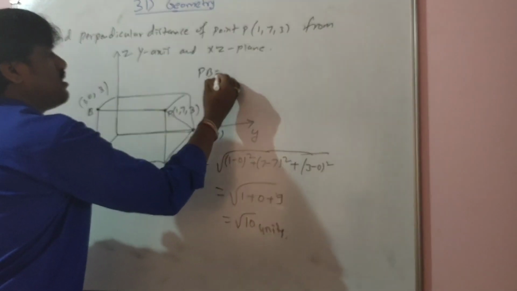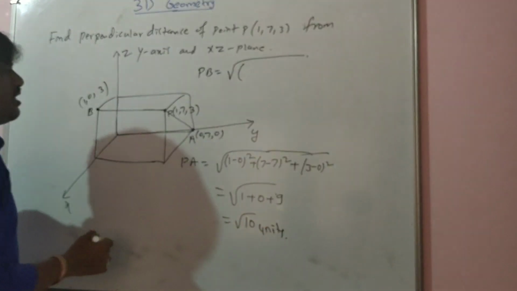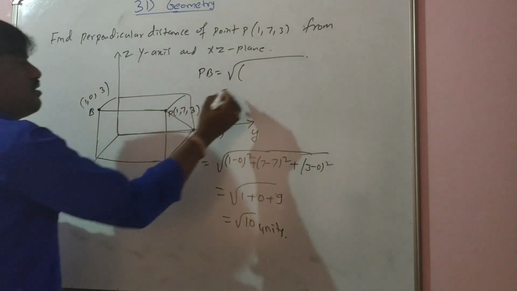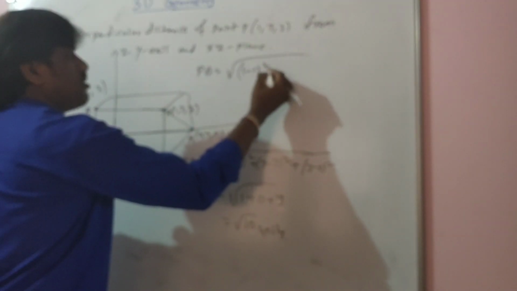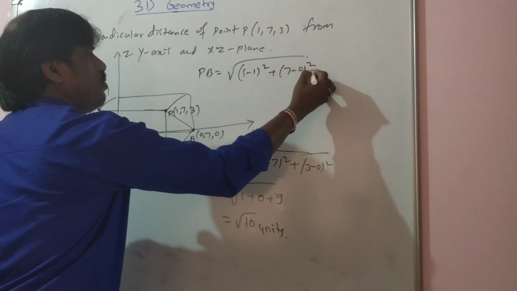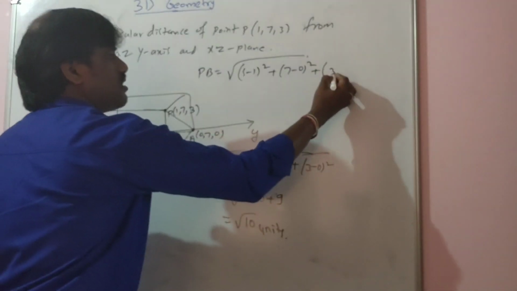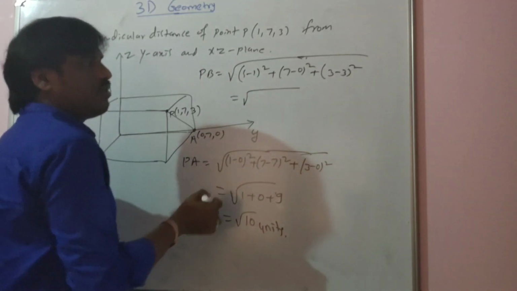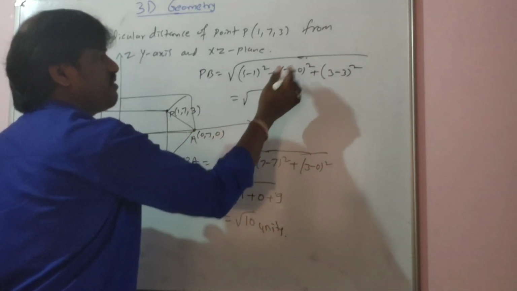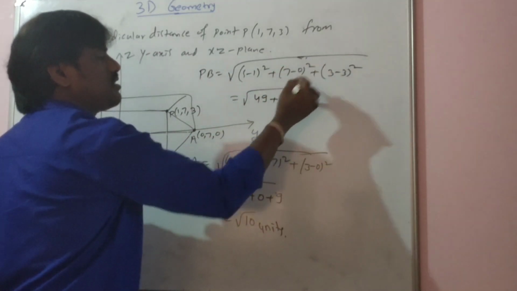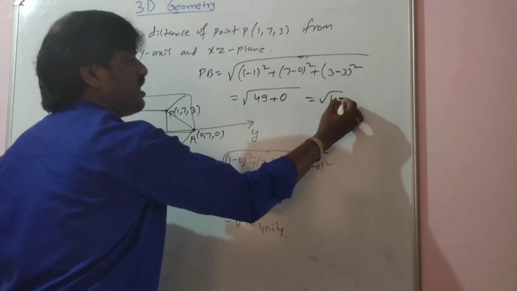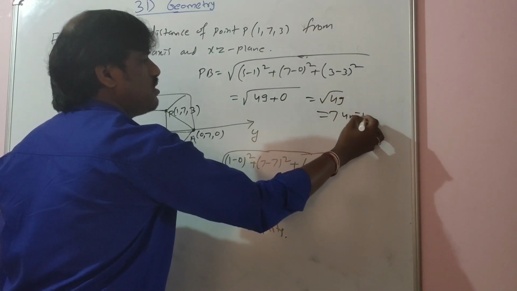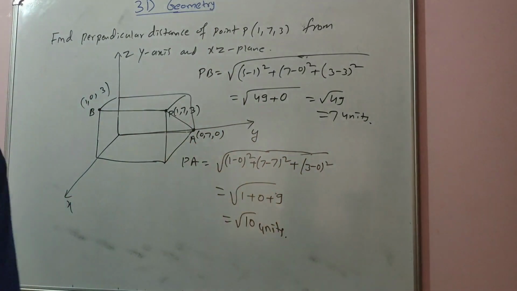So PB distance is equal to square root of (1 minus 1) whole square plus (7 minus 0) whole square plus (3 minus 3) whole square. Okay, so I applied the distance formula. So 1 minus 1 is 0, 0 square value is 0, plus 7 square is 49, plus 3 minus 3 is 0, square is 0. So square root of 49, that is 7 units. So the answer is 7 units. This is the way to deal with these questions.